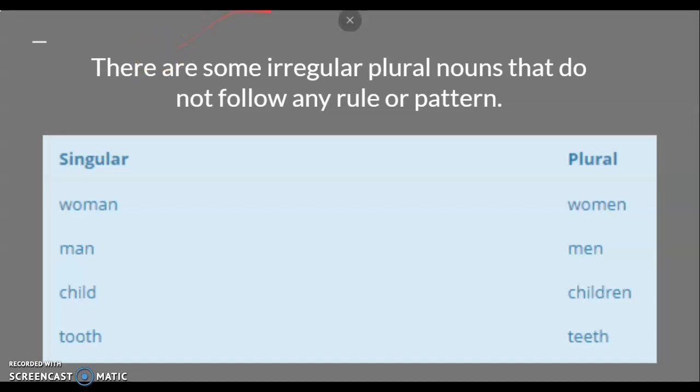There are some singular nouns that are just going to be irregular when they become plural. They just don't follow a pattern. So when we have one woman and we want to make that plural, it becomes women. We just change that A to an E. When we have one man, but we need to make it plural, it becomes men. One child becomes children. One tooth becomes many teeth. These are the ones that you just have to know. You've got to memorize them.